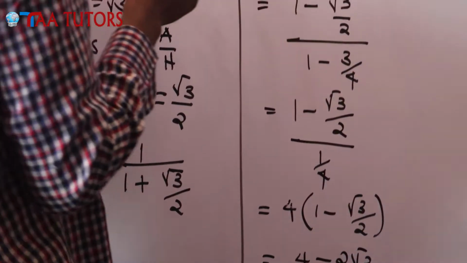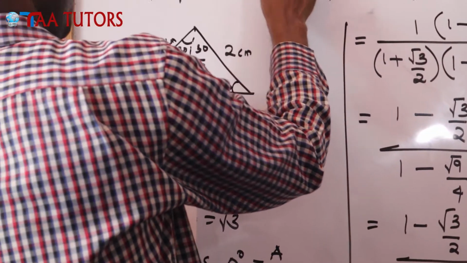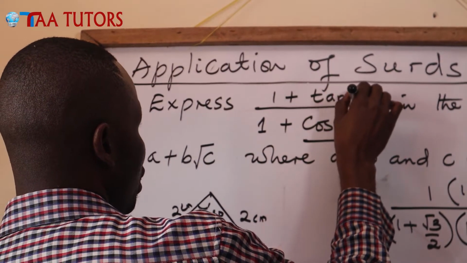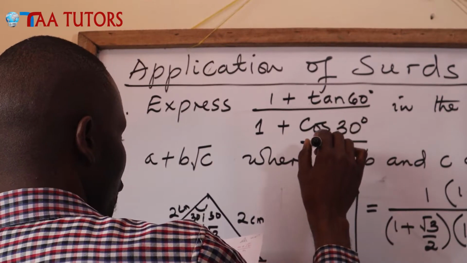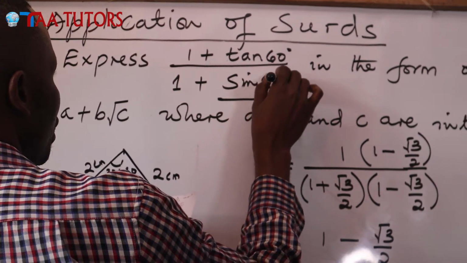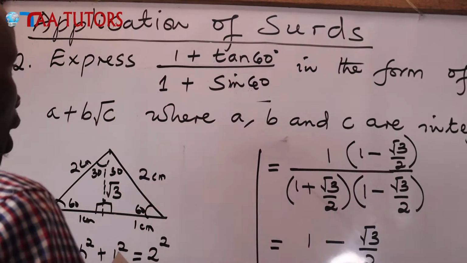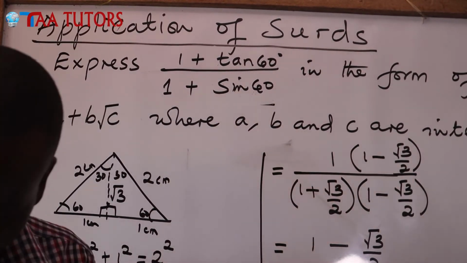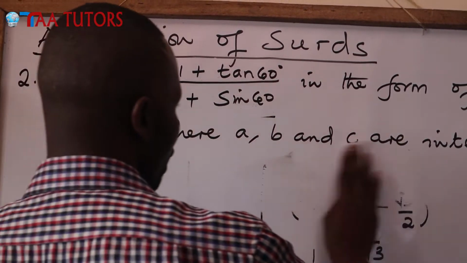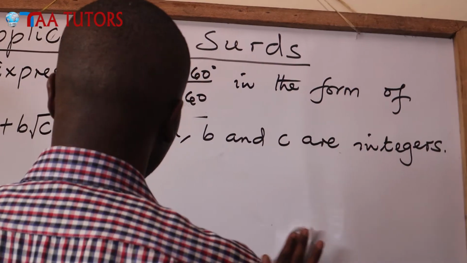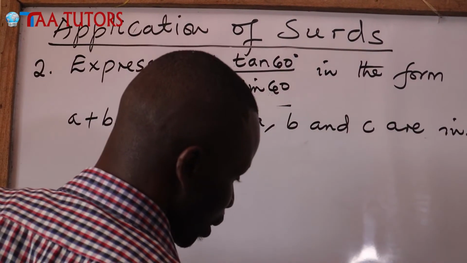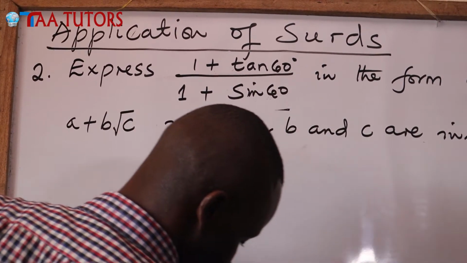Let's try another one. Express, this is now 1 plus tan 60 degrees divided by 1 plus sine 60. So we have another question for us here. We have to try it again. So we realize that we have 1 plus tan 60 divided by 1 plus sine of 60.